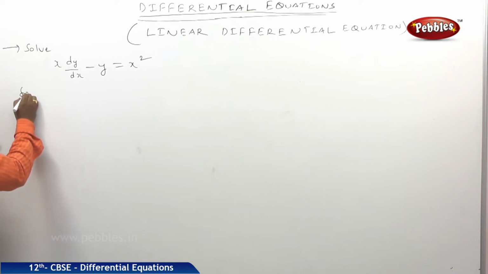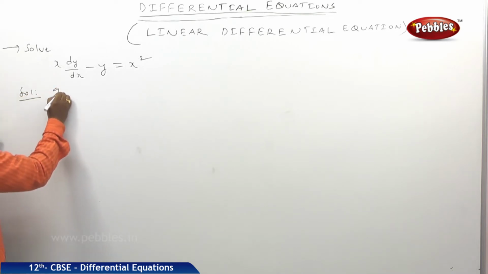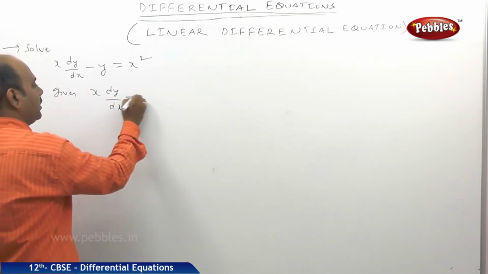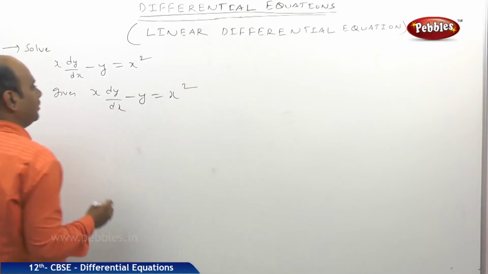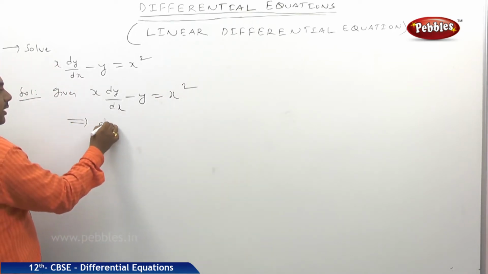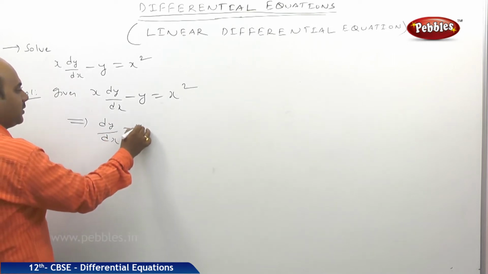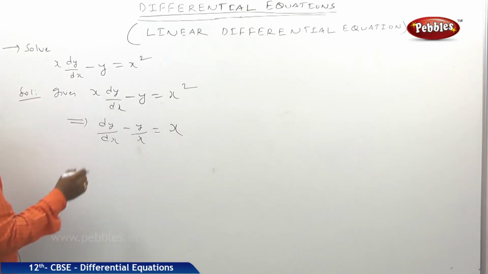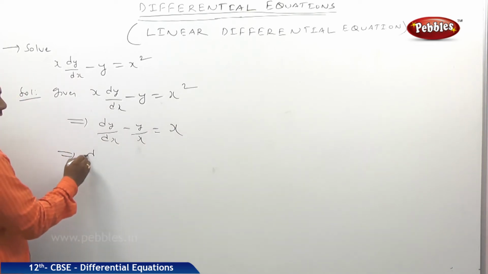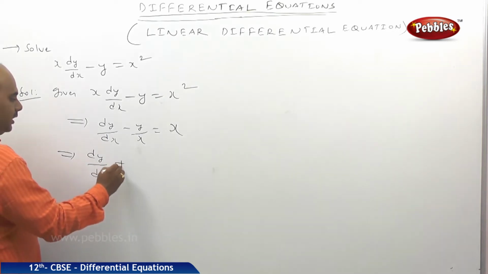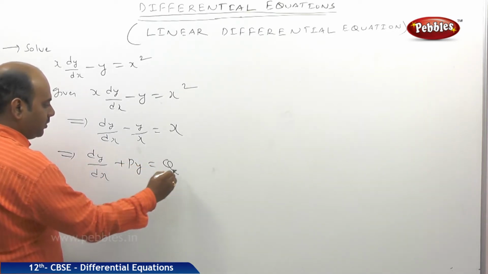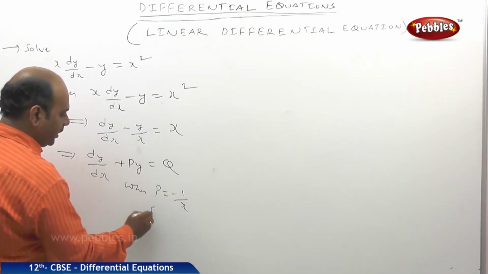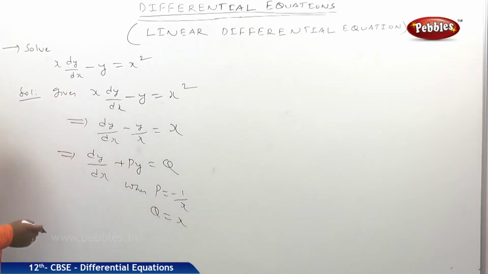Solve x dy minus y is equal to x square. So what is given differential equation for us? X into dy by dx minus y is equal to x square. So we need to divide by x. So dy by dx minus y by x is equal to x, because x square by x is equal to x. So if you could observe carefully, it is of the form dy by dx plus py is equal to q, where p is nothing but minus 1 by x and q is nothing but x.